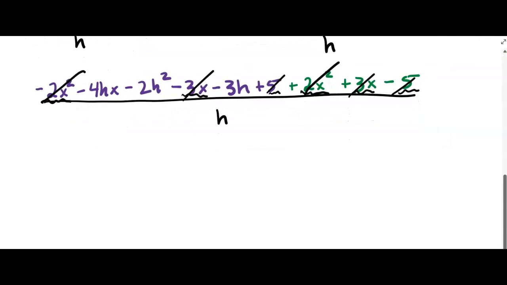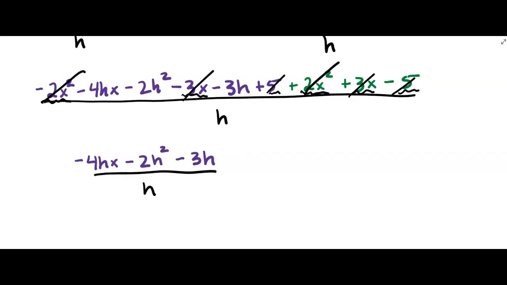Now, what do I have left after that canceling? Well, I've got, I'll do it in purple, the negative 4hx minus 2h squared minus 3h. And then it's all over that h still. Now, because it's all over h, we're going to go ahead and in the numerator, each term has an h. So we're going to factor out an h. Okay, so make sure that that's right.